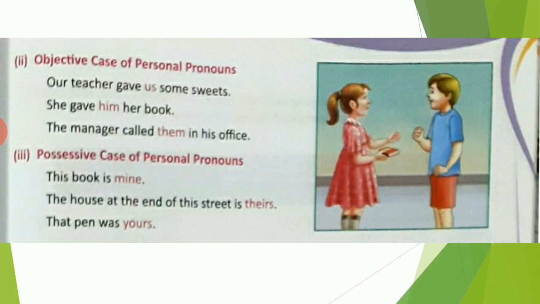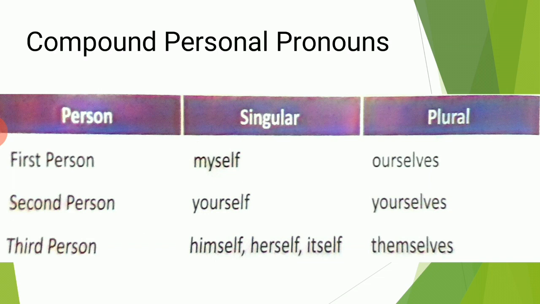But when a pronoun is used to show ownership or possession, then it is said to be in the possessive case. This book is mine. The house at the end of this street is theirs. That pen was yours. So over here, mine, theirs, yours all show possession, that is, ownership. Therefore, these belong to the possessive case.